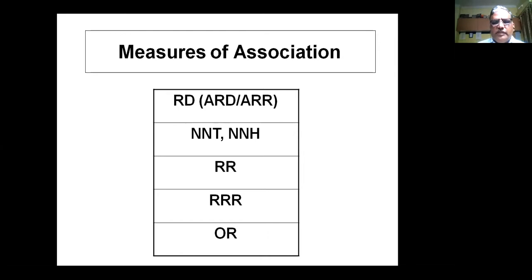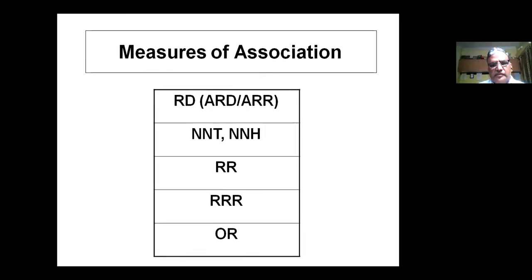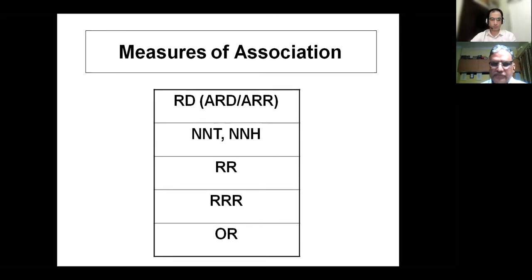So measures of association, when you look at these studies, sometimes they give risk difference, number needed to treat, number needed to harm, relative risk or risk ratio, relative risk reduction, or odds ratio. Don't bother writing, but just try and understand the concept. I will be sharing all the presentation, which Akash will forward to you.